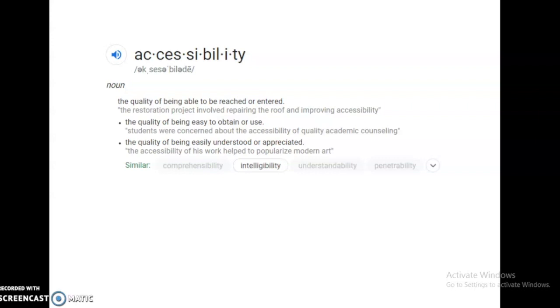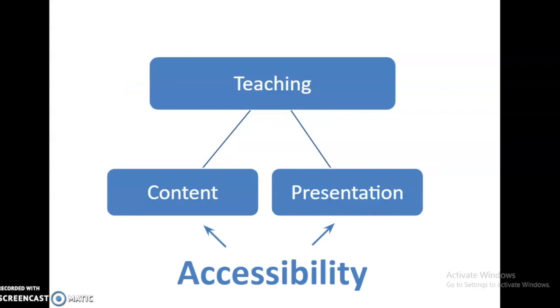Are students able to reach it or enter it? Is your content easy to obtain or use, and is it easily understood or appreciated? It is not at all saying dumb it down. We're just considering how can we make this as accessible as possible, to the greatest extent possible, to be accessed. And so we look at that from the lens of accessibility. Do students have the necessary language, vocabulary, and literacy skills to access the content that you're teaching? And then do they have the accessibility, given the way that it's presented, to engage in the activities, the lesson presentation, and the assignments?